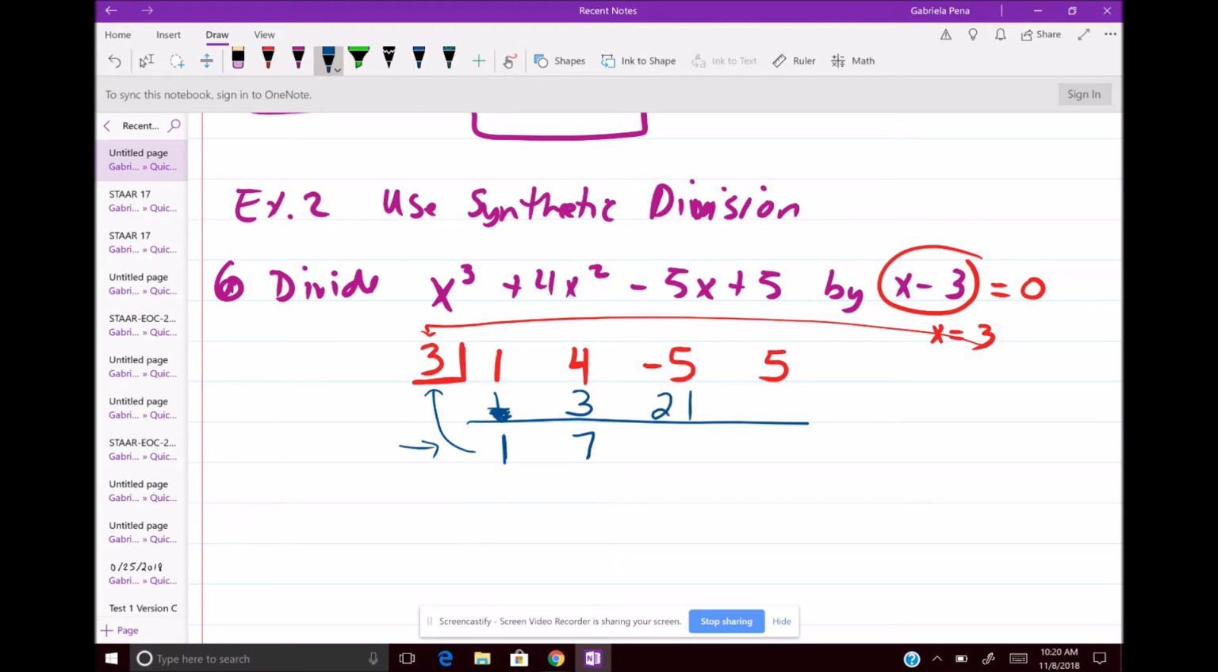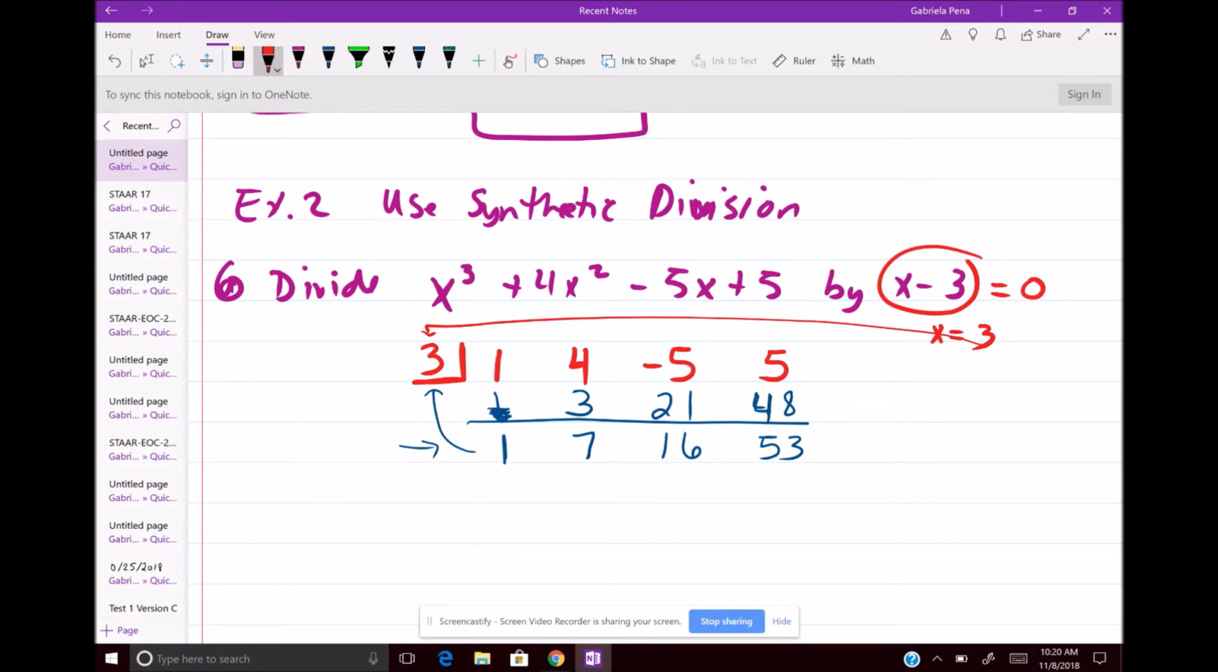Negative 5 and a positive 21 becomes 16. A positive 16. And then what is 16 times 3? 48. And 48 and a 5 becomes 53. I am done. Now, how is this your answer?